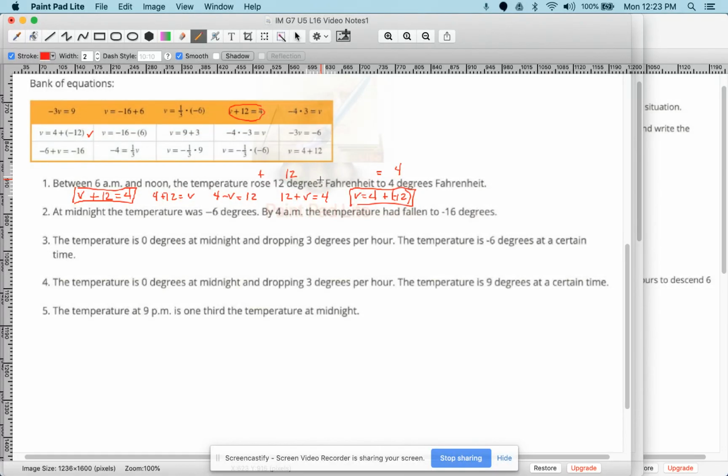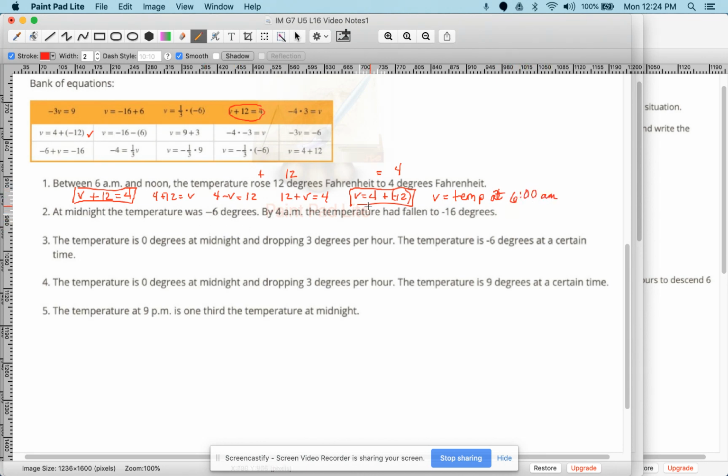Next, we have to explain, what does the variable v represent in this situation? Well, it says that between 6 a.m. and noon, the temperature rose 12 degrees Fahrenheit to 4 degrees Fahrenheit. So in this case, v is going to equal the temperature at the beginning, or the temperature at 6 a.m.